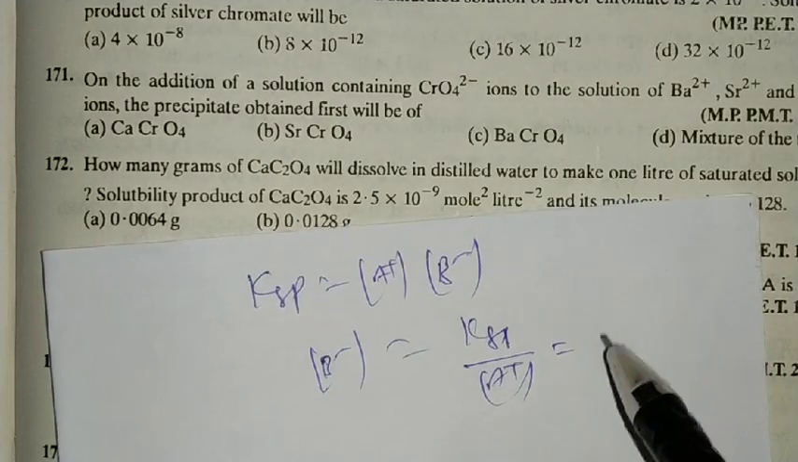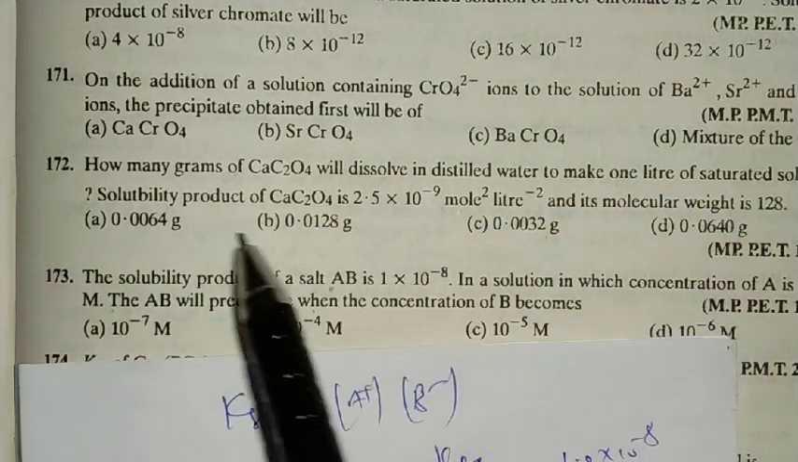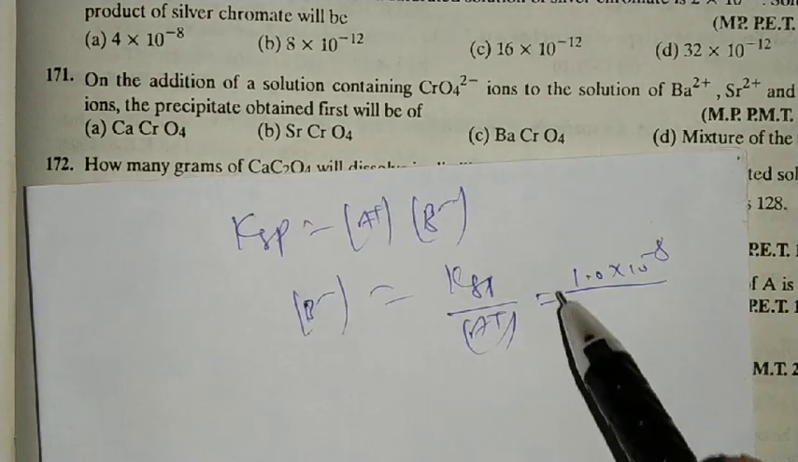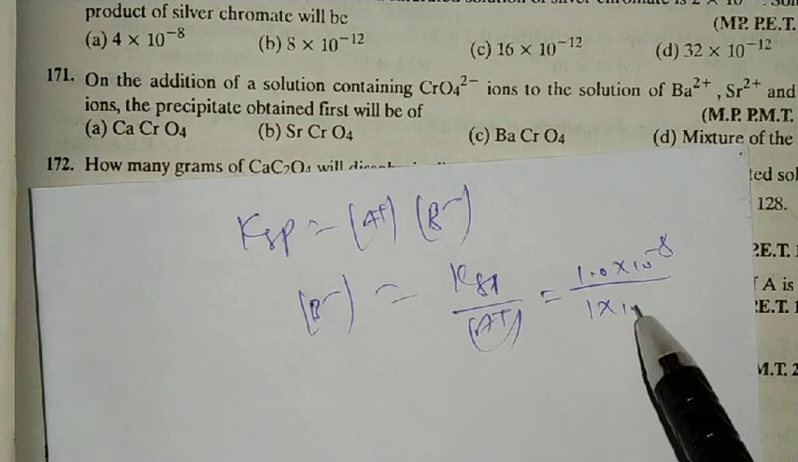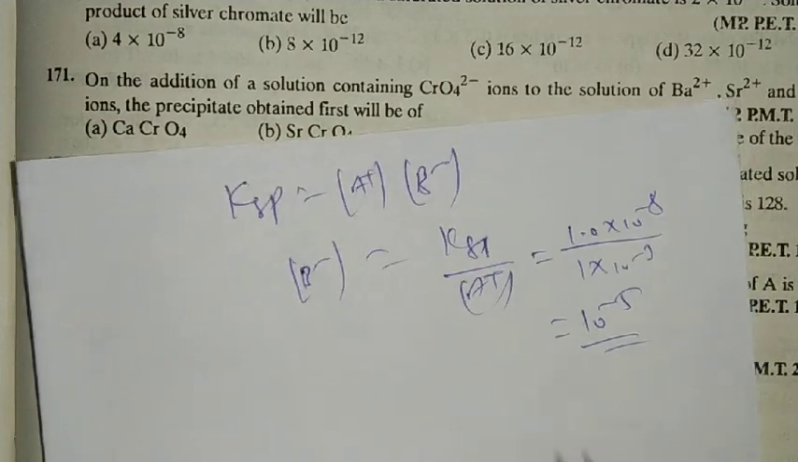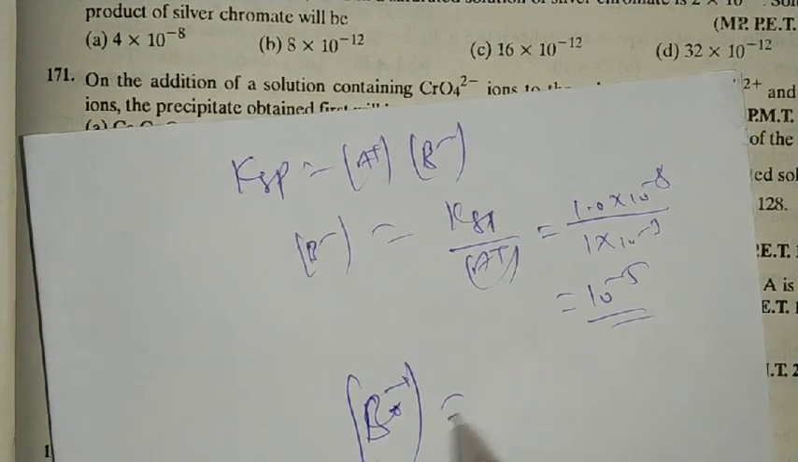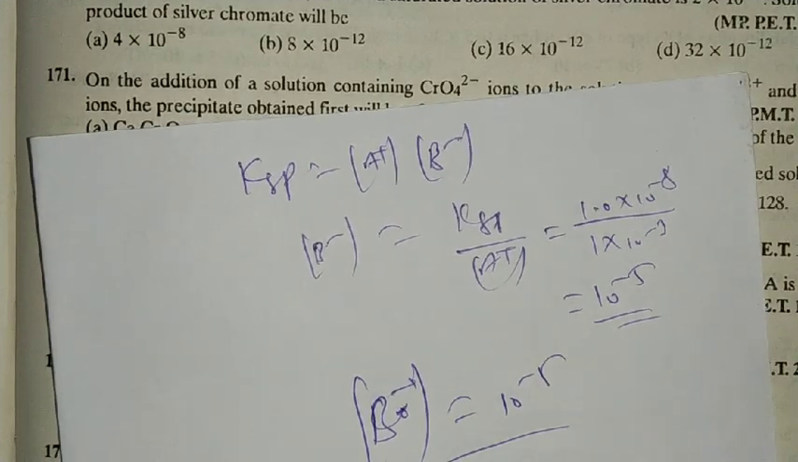How much is it? 1 into 10 power minus 8 by the A⁺ value, which is also already given. What is that? 10 power minus 3. That means 1 into 10 power minus 3. If you simplify, what you get here? 10 power minus 5, the concentration of B. That means B⁻ equal to 10 power minus 5 you got.